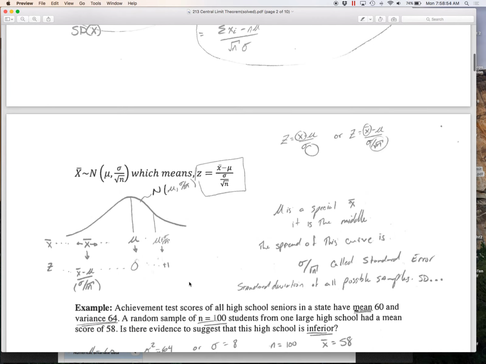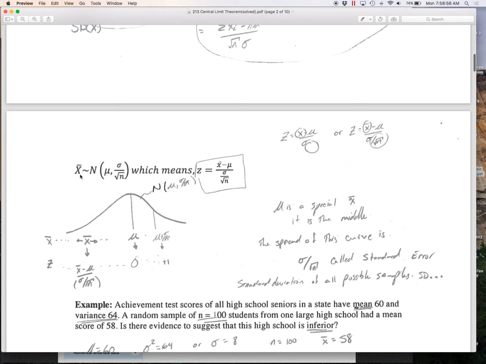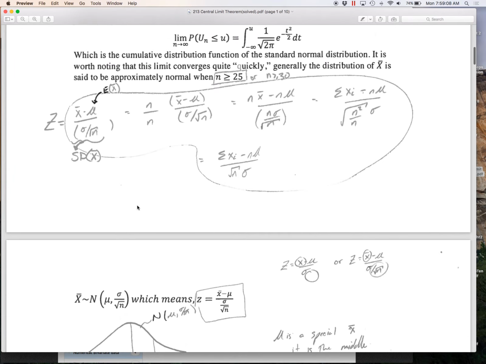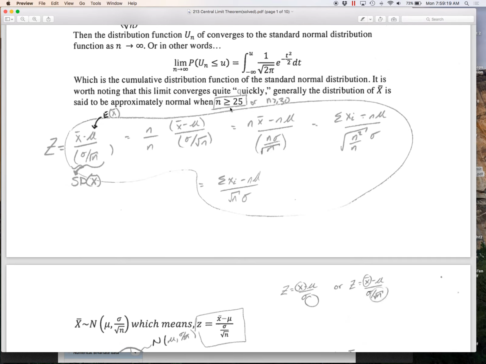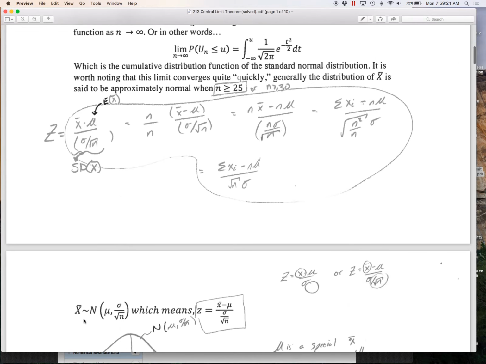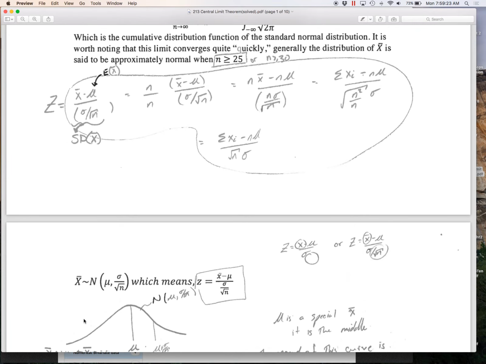What this means is that x bar, no matter what x is, what distribution x is, x bar will be approximately normally distributed with a mean of mu and with a standard deviation of sigma divided by root n. This only starts to do a good job really when n is larger than or equal to 25. Some textbooks say when n is larger than or equal to 30. When n gets large, the shape of x bar will become normal.